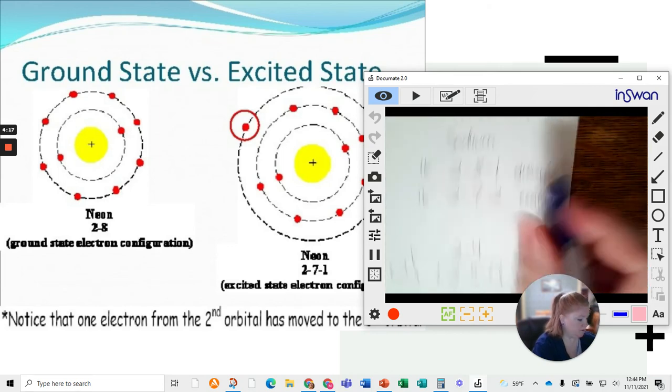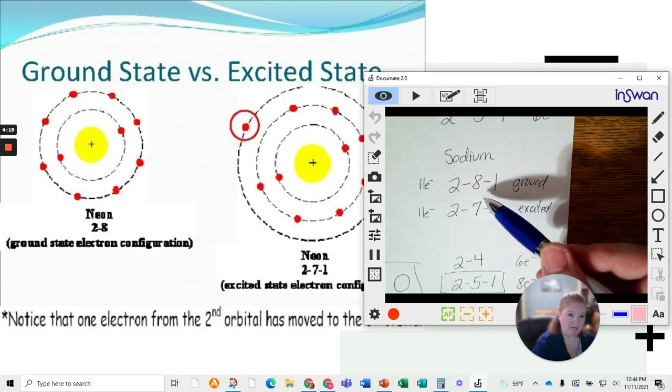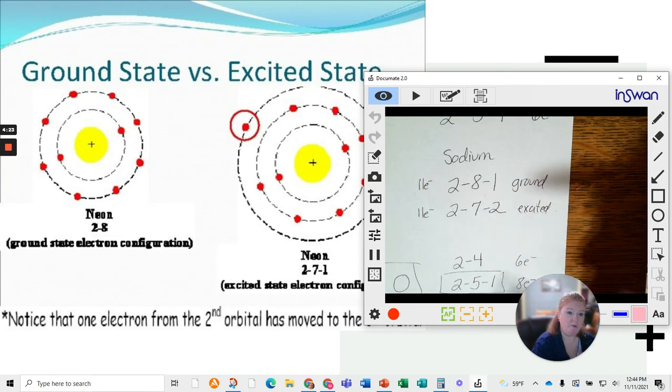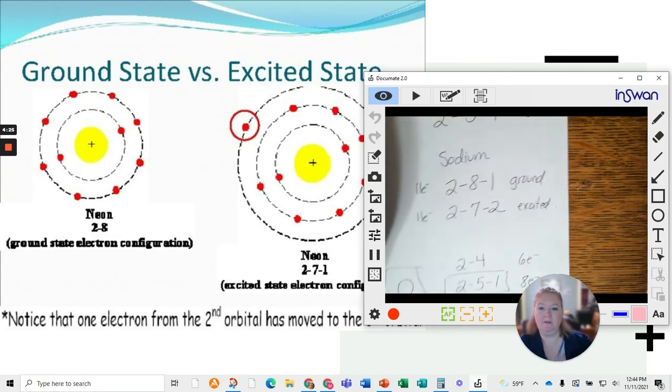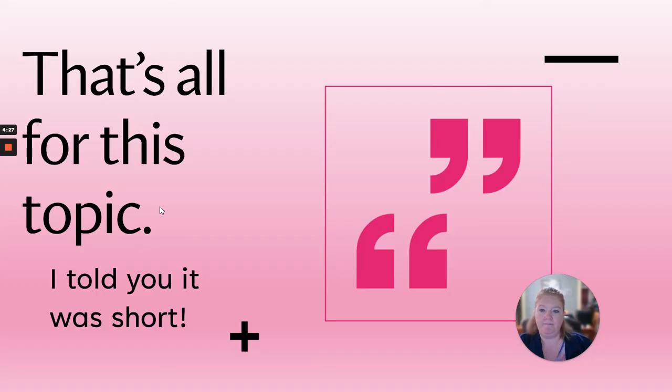Okay, so again, ground state on the periodic table, excited state, an electron jumps up to a higher energy level. Okay, and that's it. That's ground state and excited state.